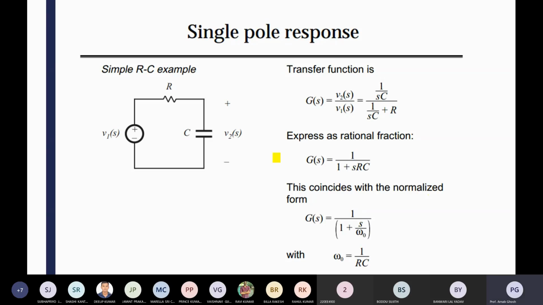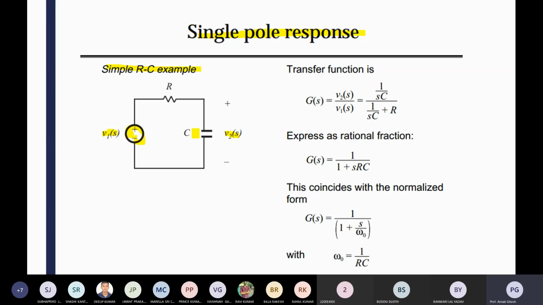Here you can see a simple RC circuit. These are simple points, so I can complete them very quickly. It is a simple RC circuit with a single pole response. What will be the transfer function? It is output by input: the output is V2, and the input is V1. You can calculate that. We take the Laplace transform of this.